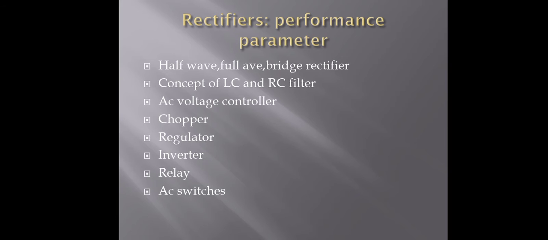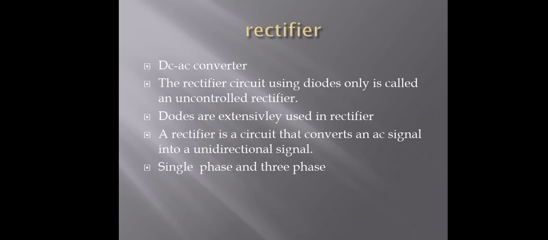Then a rectifier is a type of AC to DC converter, and the output is a unidirectional signal. Rectifiers are classified into two types, single phase and three phase rectifiers. Then the diode is considered to be ideal. By ideal it means that the reverse recovery time TRR and the forward voltage drop VD are negligible.